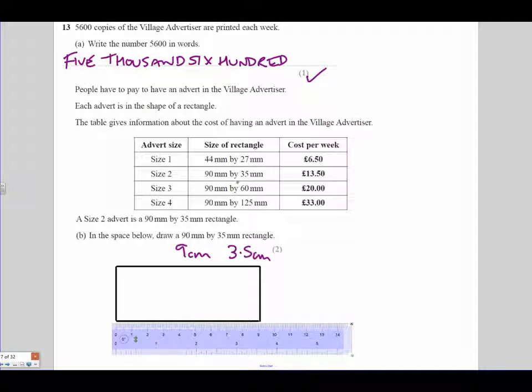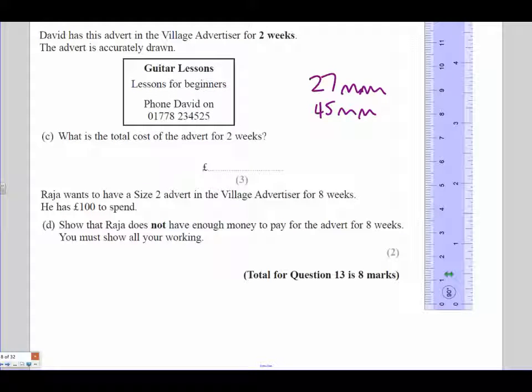So when we go back to our chart, 45 by 27 is £6.50. It's a size 1 advert. So a size 1 advert is £6.50 for 2 weeks, which is £13. So £13 is worth 1 mark. 1 for your calculation for the 2 weeks and 1 mark for measuring within a reasonable accuracy the width and height of the advert.